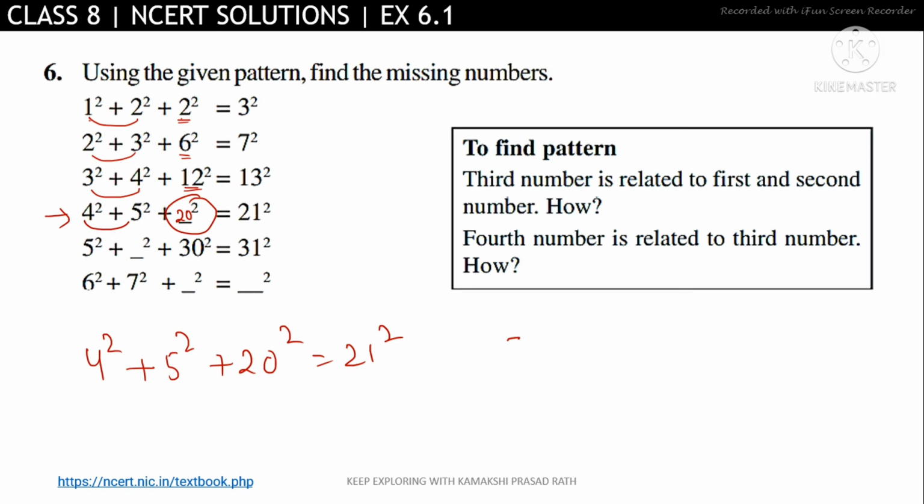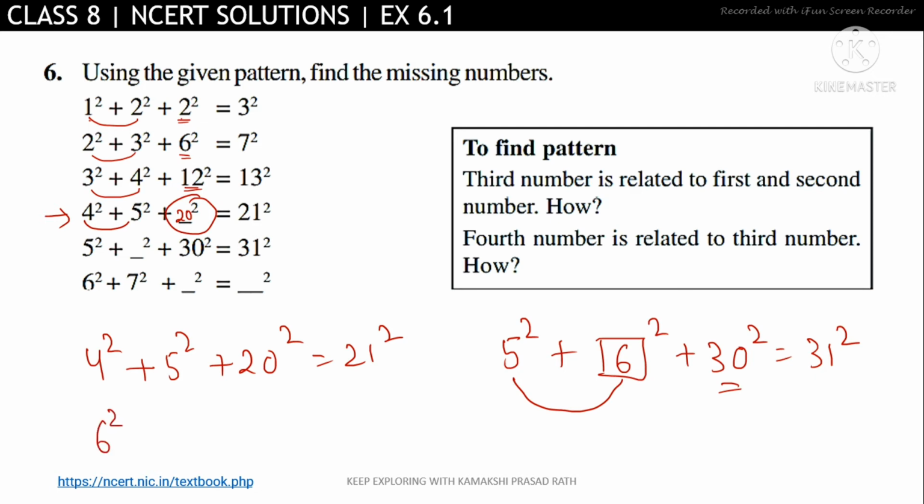Similarly, another one we have: 5 squared plus dash squared plus 30 squared is equal to 31 squared. As we already discussed, the third number we get only when we multiply the first and second. So how to get 30? There is only one way, that is 5 6s are 30. Now the last one, 6 squared plus 7 squared plus dash squared equals dash.